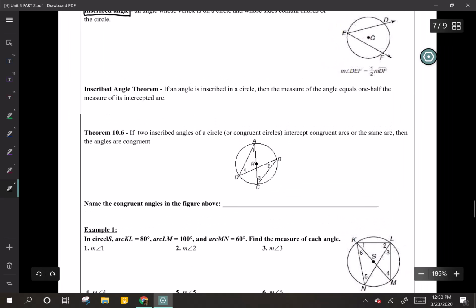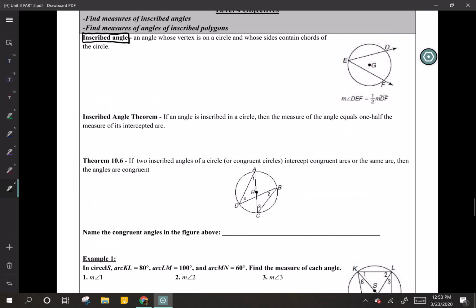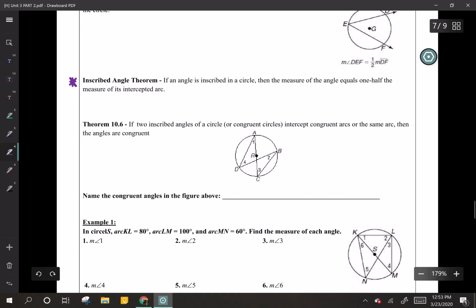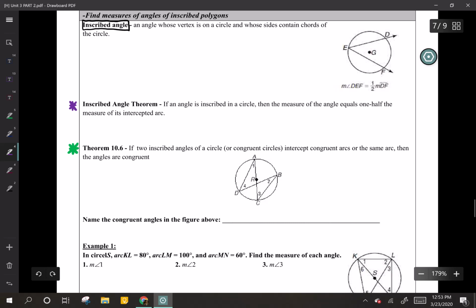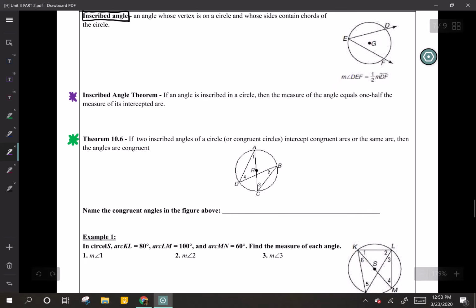In order for us to find those measures, there's two theorems in the beginning of these notes that we need to go through. The first one is going to be the inscribed angle theorem, and I'll put that in purple. The second theorem is going to be Theorem 10.6, and I'll put that in green. The inscribed angle theorem says, if an angle is inscribed in a circle, then the measure of the angle equals 1/2 of the measure of its intercepted arc.